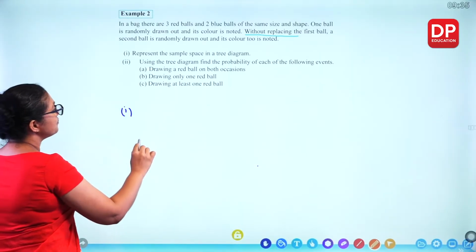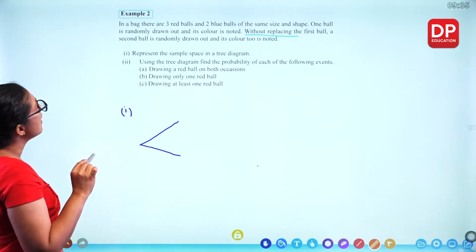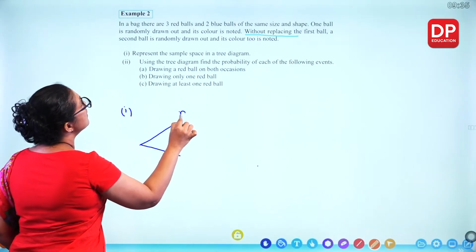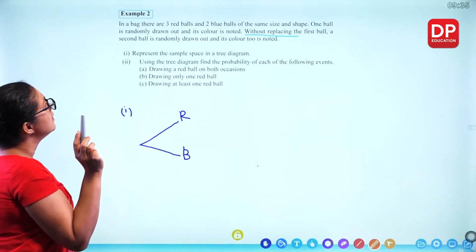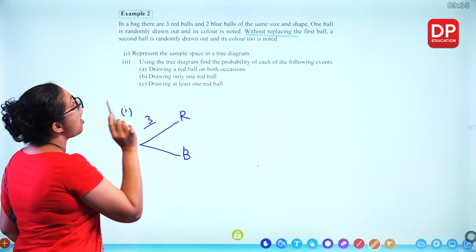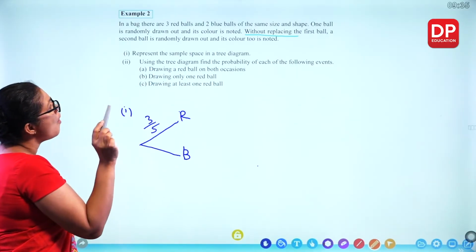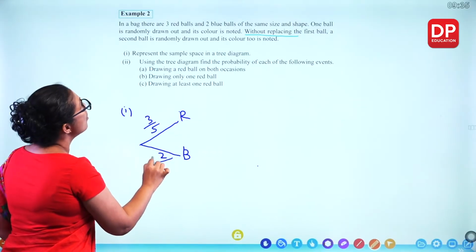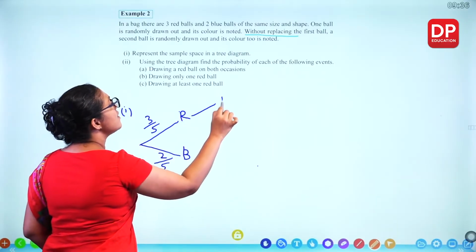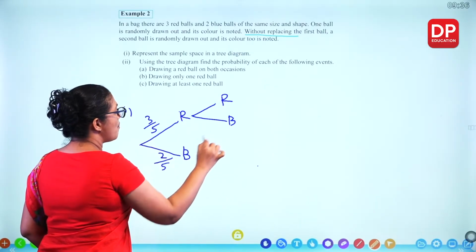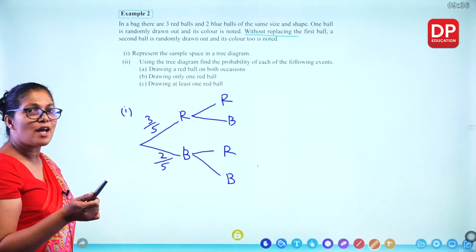So here, first time, what are the colors you can get? Red or blue. So how many red ones are there? 3 red ones out of 5. 3 plus 2, 5. How many blue ones are there? 2 out of 5. Now what happens? The second one, you can get either red or blue. Here also red or blue. But the probabilities are now changing.